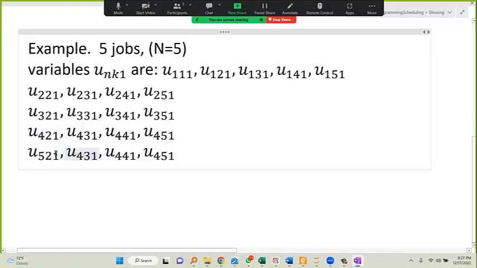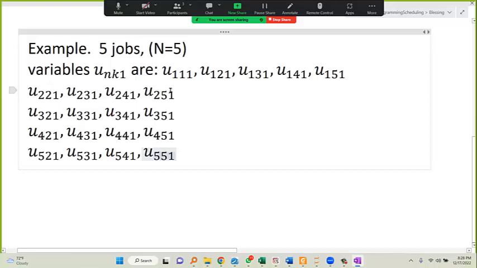U531, U541, U551. Okay. All right. So how many variables altogether? We have 4, that's 16 here, plus 21. Okay. Now my question is, why do you have 5 variables here but only 4 variables here?